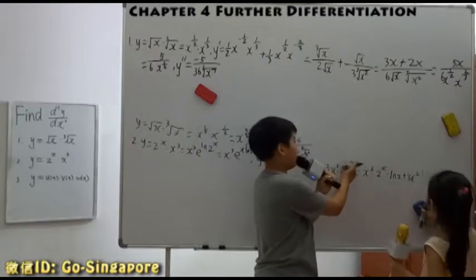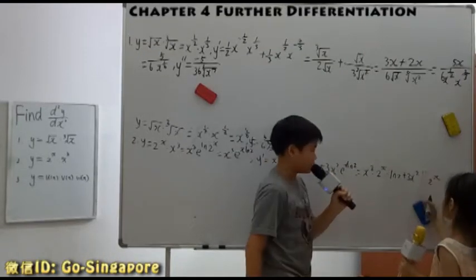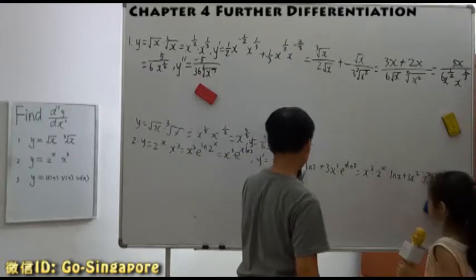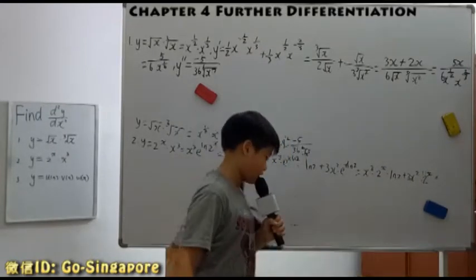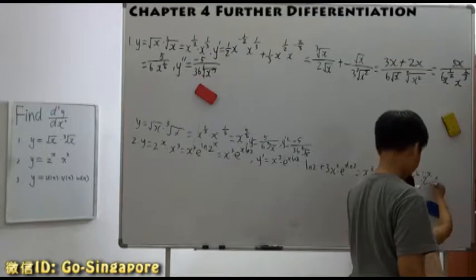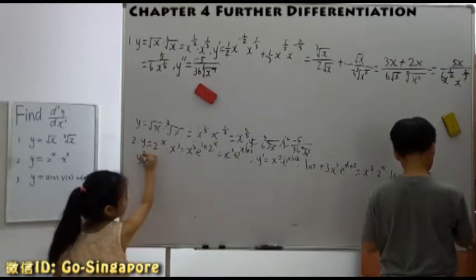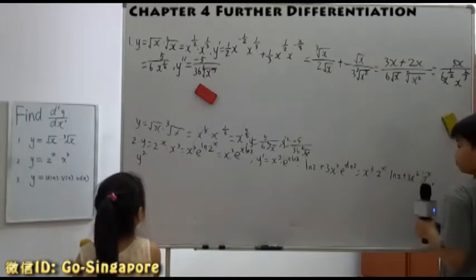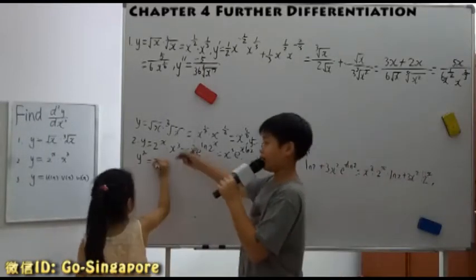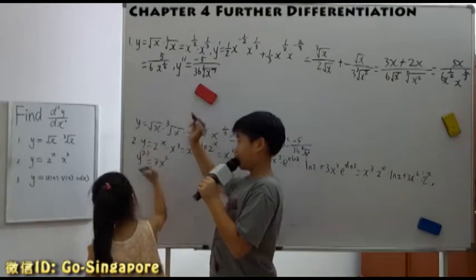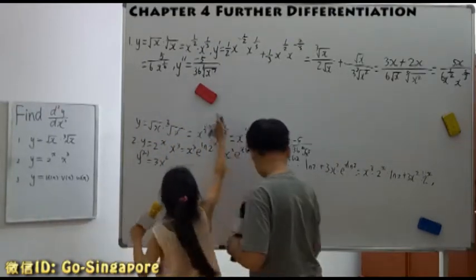Okay, but remember, this is just the first derivative. Now the second derivative. If you want to write y, what is a bracket? Don't write y prime. Y double prime equals bracket.